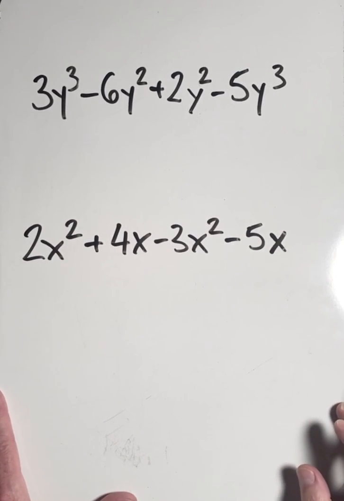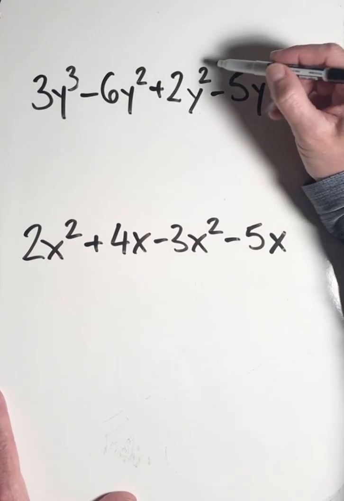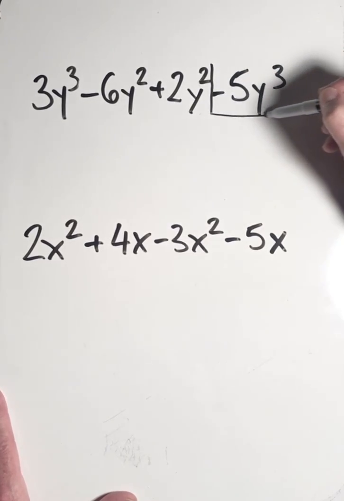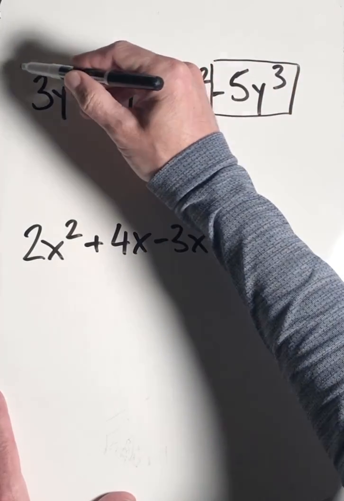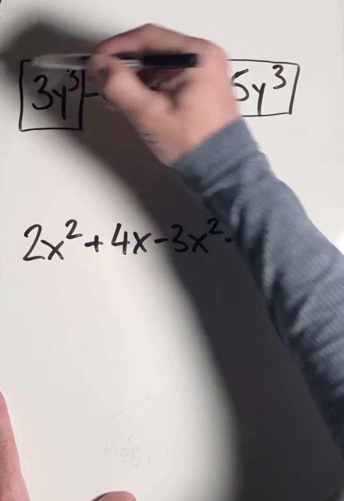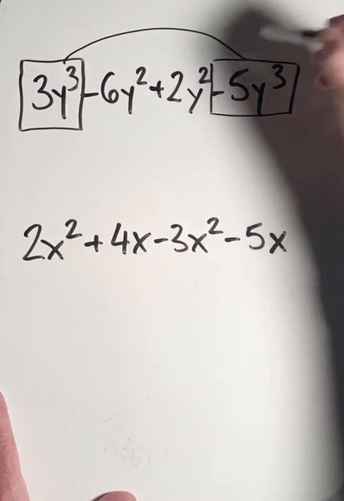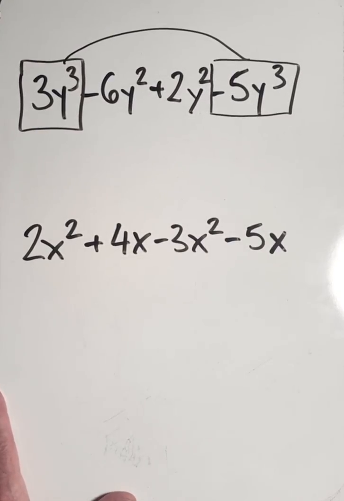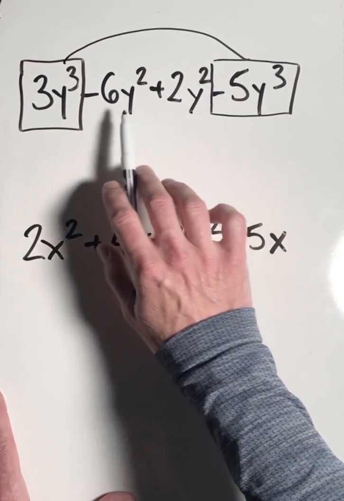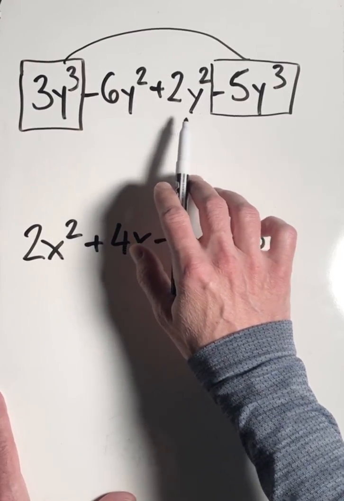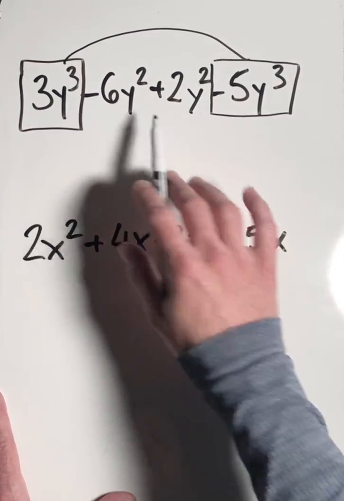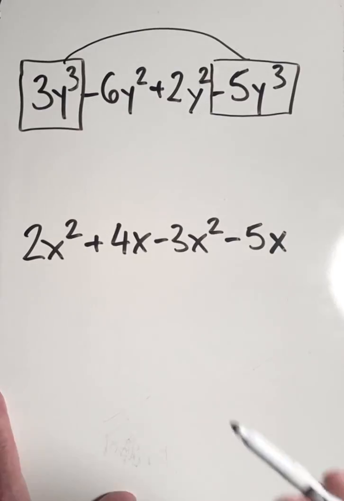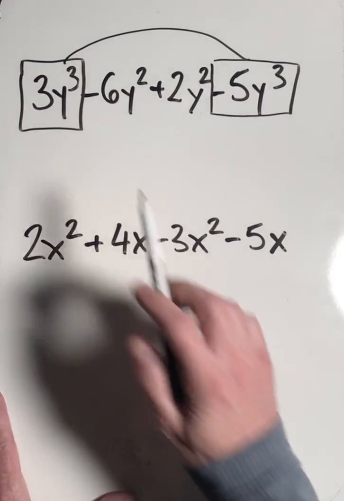We're really combining the coefficients of these terms. So I'm going to put a box around my y to the third terms, and know that these two terms are the ones that need to be combined. The two remaining terms are also like to one another, but I don't need to put a box around them because they're already there, and they're the only two terms left.